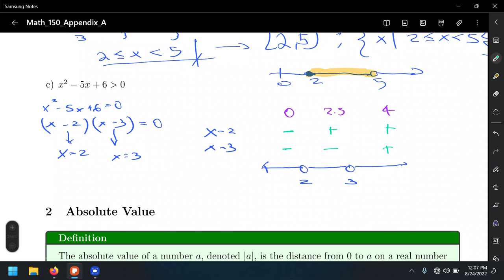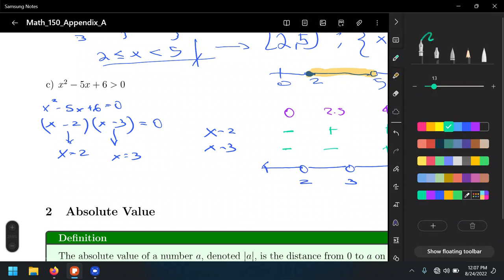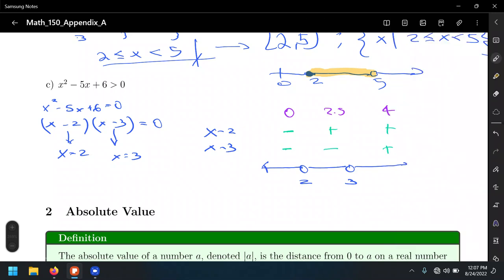Okay, so we are going to multiply the columns of these signs to get the overall sign of each interval. Negative times a negative? Negative times a positive? Positive times a positive? Okay.